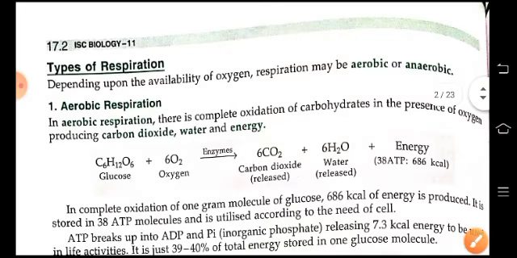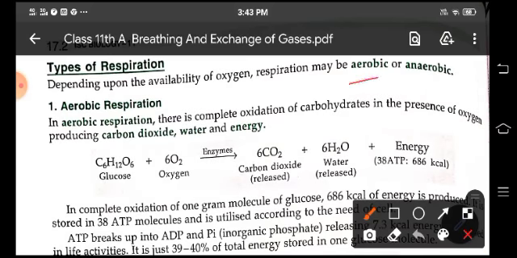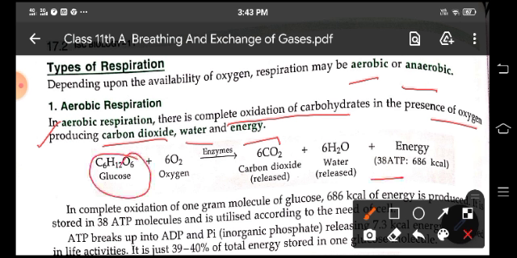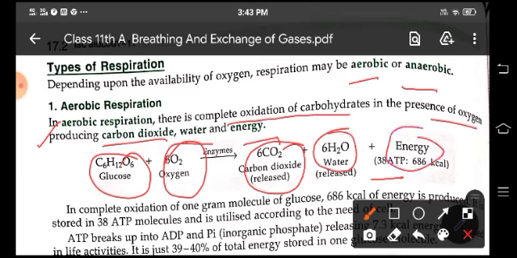Now there are two types of respiration, aerobic and anaerobic respiration. In aerobic respiration, there is complete oxidation of carbohydrate in the presence of oxygen and it produces carbon dioxide, water and energy, which is 38 ATP. So this is glucose in the presence of oxygen. It gives carbon dioxide, water and energy.